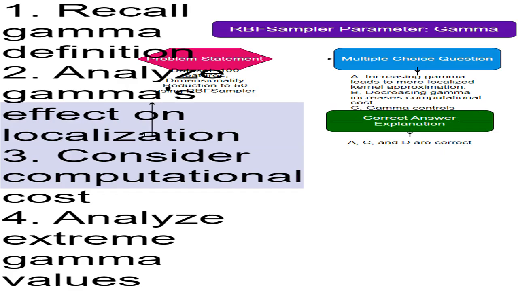After carefully considering the effects of the gamma parameter, I've determined that options A, C, and D correctly describe its behavior and consequences within the RBFSampler algorithm. I'm confident in these findings. These options accurately reflect gamma's role in controlling localization, Gaussian width, and the approximation's tendency toward linearity.